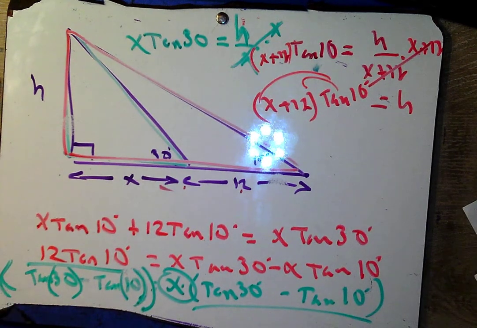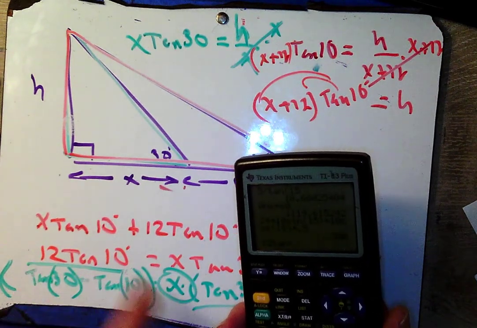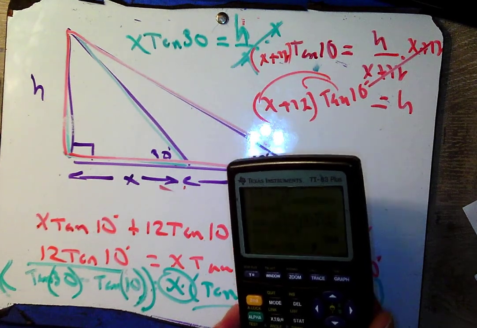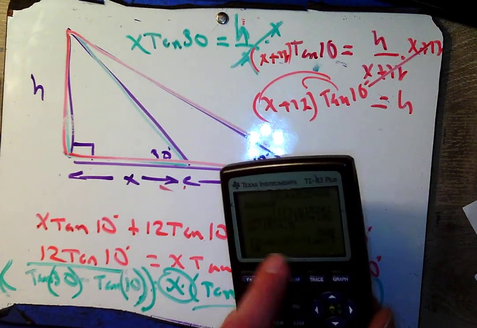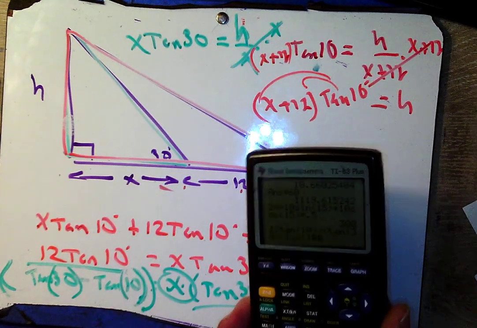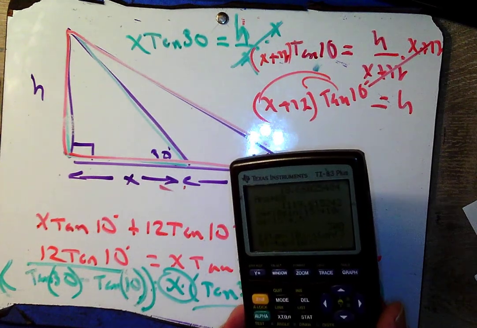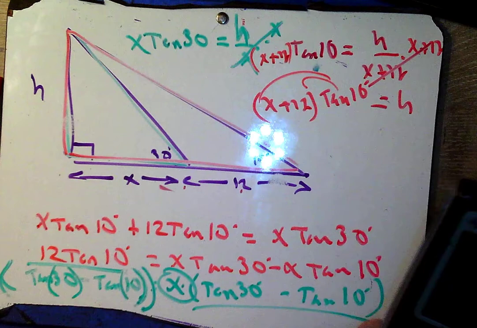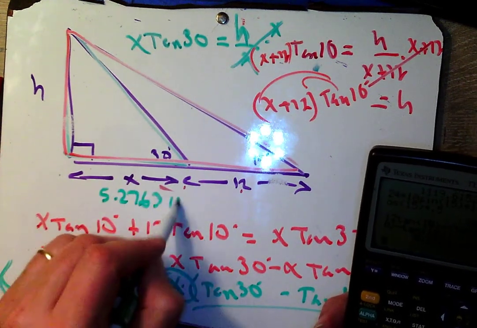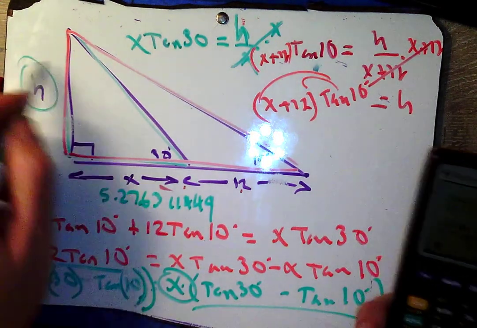So what do I get here? You might want to try this to confirm that you're typing it in properly. 12 tan 10 divided by parentheses. Tan 30, see, it opened it. You need to close it. Minus tan 10. Close the parentheses on tan 10. Close the parentheses on the denominator. And we get that x is 5.276319449. That's what x is, but I want to know h.